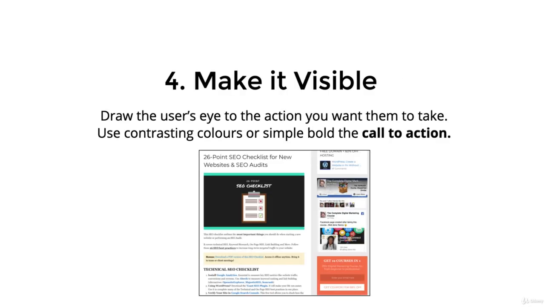Now, the fourth tip to create an irresistible call to action is to really just make it visible. You need to be really clear on what you expect people to do. They don't have time to figure out what they're supposed to do next. So you should really draw the user's eye to the action you want them to take. And you can use contrasting colors, like maybe on a website or in a blog post.